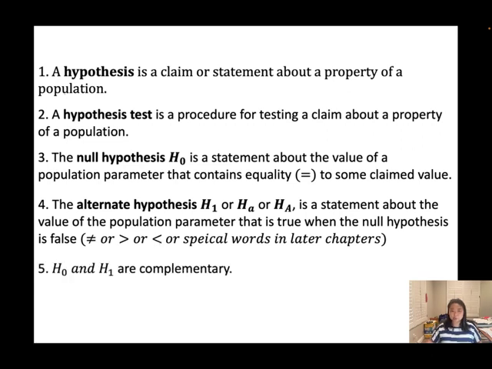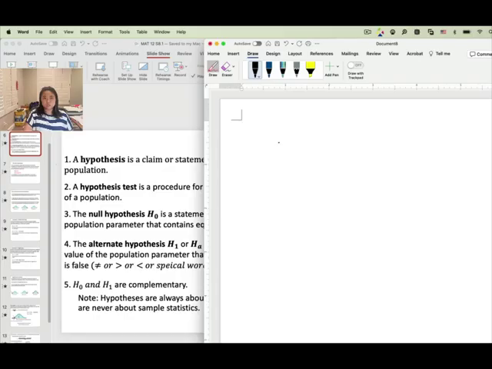H0 and H1 are complementary. What does that mean? Let me explain. We have the null hypothesis H0 and we have an alternate hypothesis H1. H0 and H1 are complementary. For the null hypothesis, we have a less than or equal to, greater than or equal to, or equal sign. So the alternate hypothesis is going to be a pair.